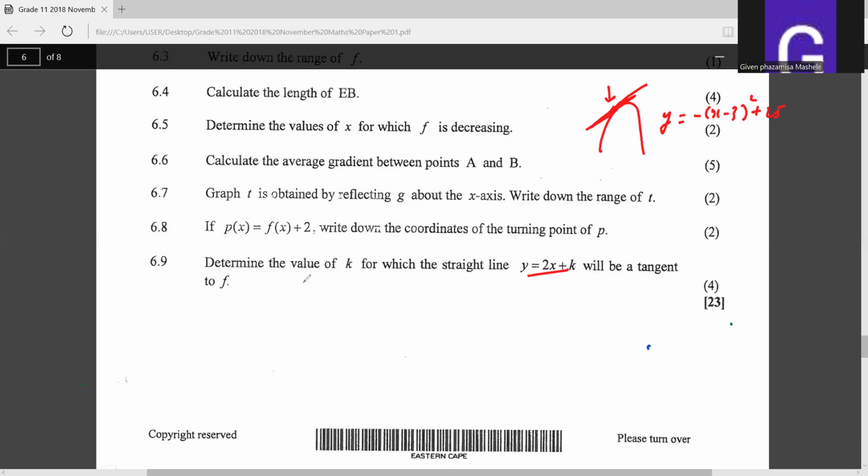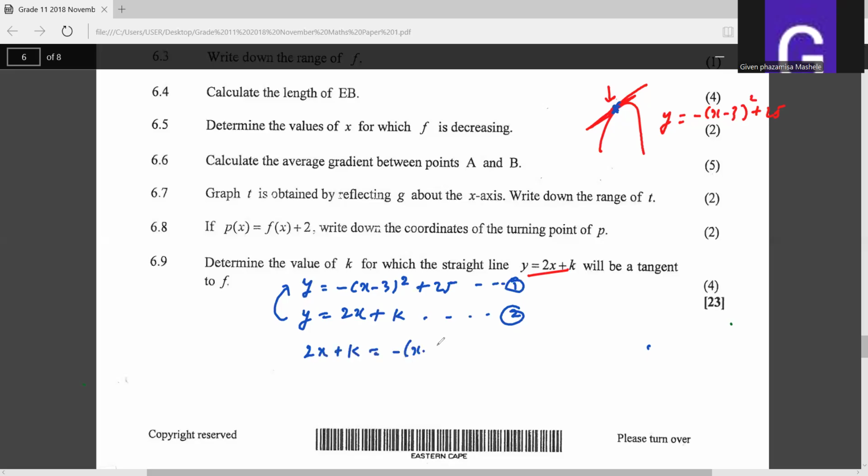Okay, fine. We have y equals minus into x minus 3 squared plus 25. And we also have y equals 2x plus k. This is the tangent. So if this is the tangent to the curve, it means this is the point of intersection. They intersect at one point. So let's solve this simultaneously. Where there is y here, we'll substitute 2x plus k. So it will be 2x plus k equals minus into x minus 3 squared plus 25.